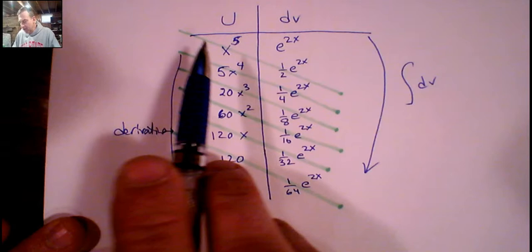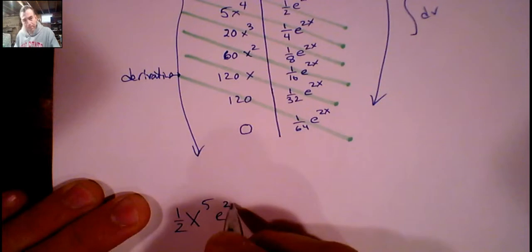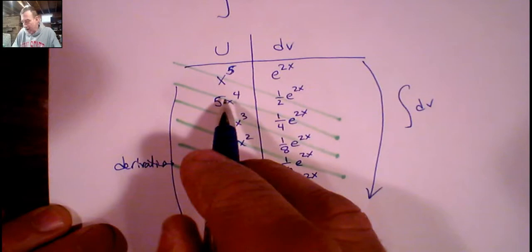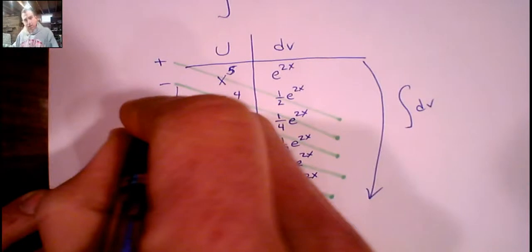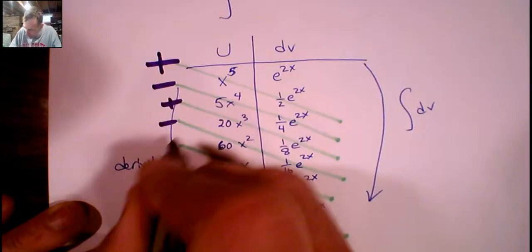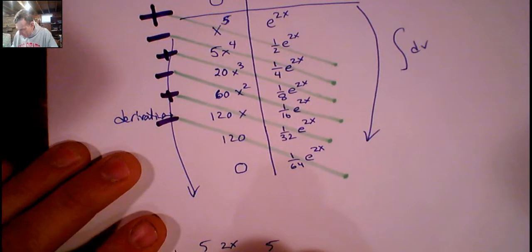And so what's going to happen here is this thing is x to the 5th times 1/2 e to the 2x. But then the next one down is going to be subtracted because of that minus. So what I'll do is I'll sometimes put pluses and minuses: plus, minus, plus, minus. Okay, so let me write this all down. Then you can use Wolfram Alpha to see that I am correct. I'm not going to bother because I know I'm correct.